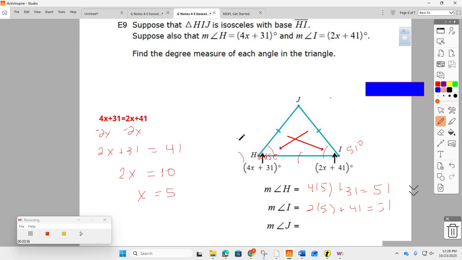So how are we going to find out what the measure of angle J is? What are we going to add together? Okay, so the measure of angle J is 102. No. You're on the right track, though. Right. This plus this equals 180. So 51 plus 51 is 102. Take our magic number, 180 minus 102, and now we know the measure of angle J is 78. If you add all three of those together, you would get 180 degrees. Any questions?